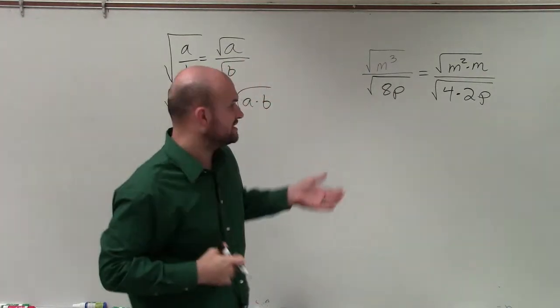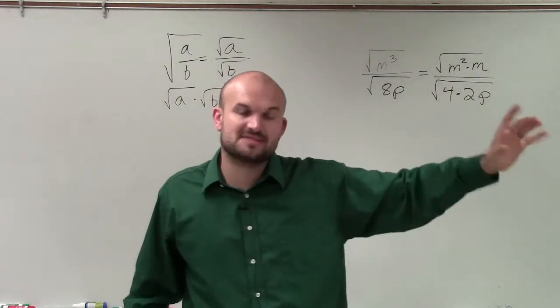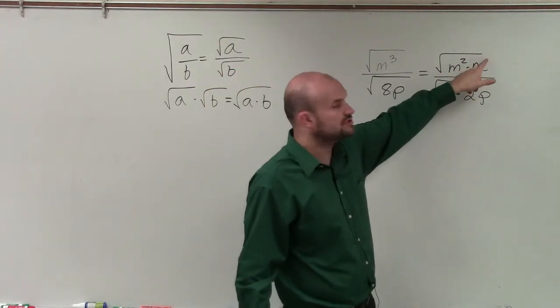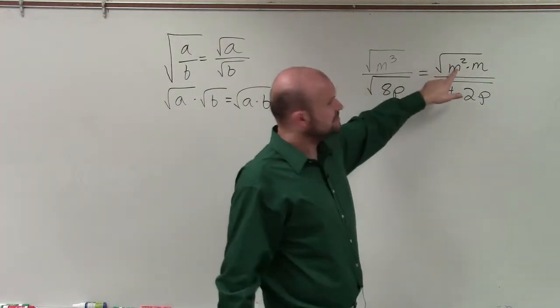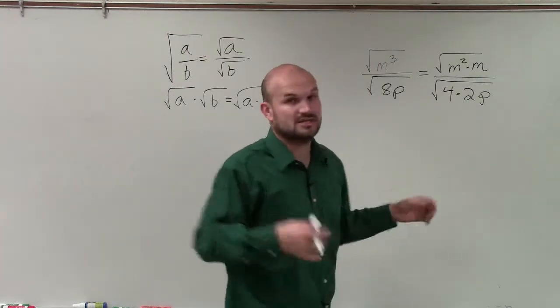And what's important about this is, remember, when you multiply exponents, you add the powers, right? So that's m squared times m to the first power, which would be m to the third. But what's important about that is, first of all, m squared is a squared number. So I can take the square root of m squared, which is just going to be m.